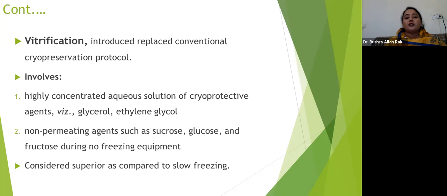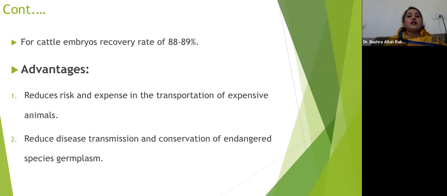They make a layer around these sperm, and these include sucrose, glucose, and fructose, with no freezing equipment required, and they are considered superior as compared to slow freezing. And the advantages are reduced risk and expense in the transportation of expensive animals.